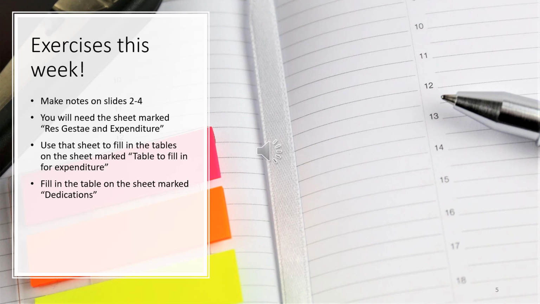So you're going to need the sheet marked Res Gestae and expenditure, which you'll find hopefully in the uploaded documents. And you're going to need that sheet to fill in the tables on the sheet marked table to fill in for expenditure. Then you fill in the table on the sheet marked dedications. So basically, this week you're going to have to make notes on 2, 3 and 4, those PowerPoint slides. You're then going to need to find the sheet marked Res Gestae and Expenditure, and then you use that sheet to fill in the table marked table to fill in for expenditure, and then there's a table on the sheet marked dedications as well. Just to give you an idea of how he is presenting the way that he is spending his money to the Roman people.